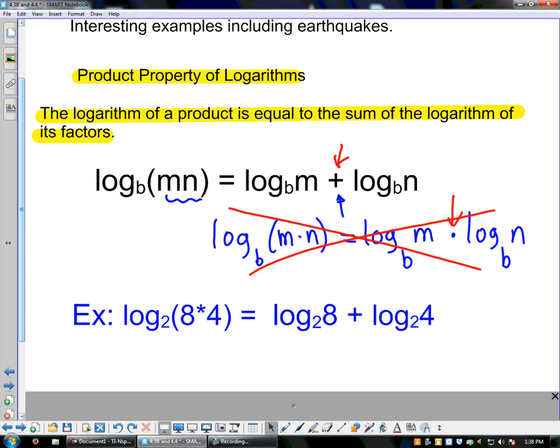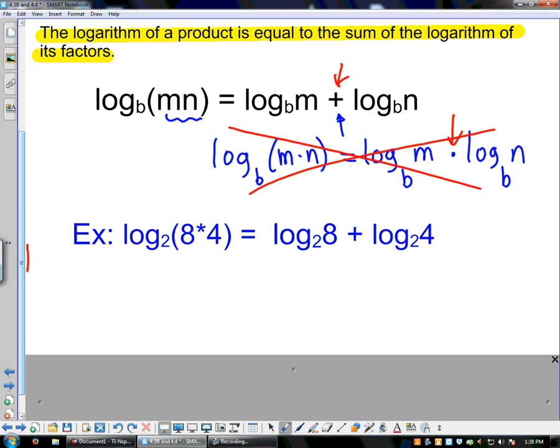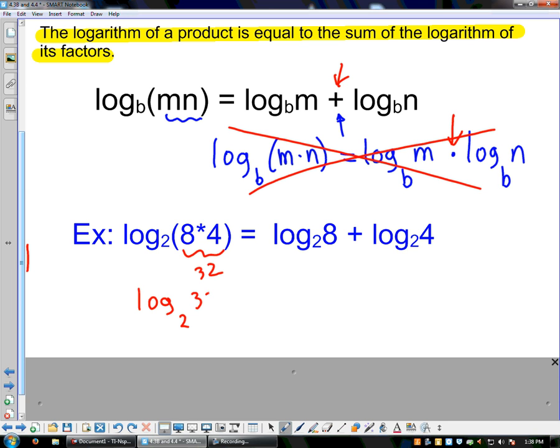So, is it true that log to the base 2 of 8 times 4 is equal to log to the base 2 of 8 plus log to the base 2 of 4? Because that's what the product property of logarithms is saying. Let's actually evaluate both sides separately and see if it really works out to be true. So 8 times 4 is 32. So on this side, we're evaluating log to the base 2 of 32.